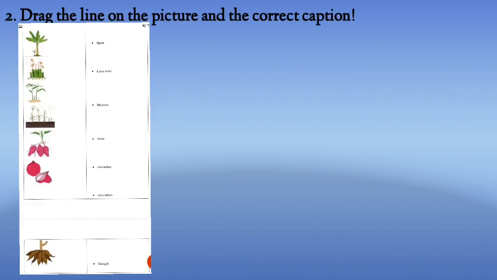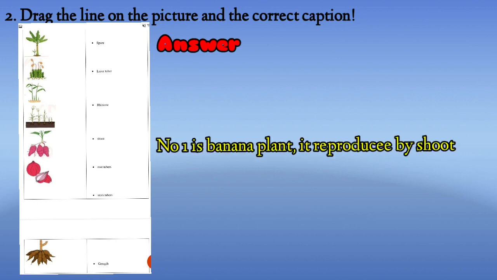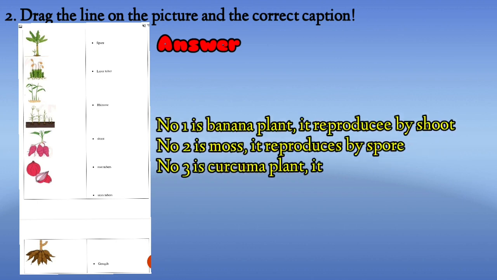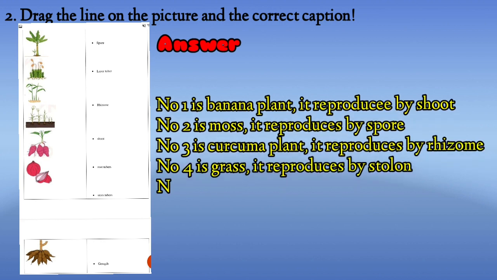It's time to do number 2. Draw the line on the picture and the correct caption. It's time to discuss the answer. Number 1 is banana plant. It reproduces by shoot. Number 2 is moss.